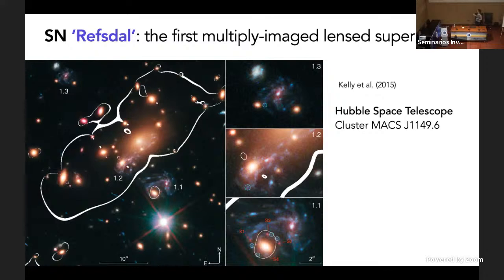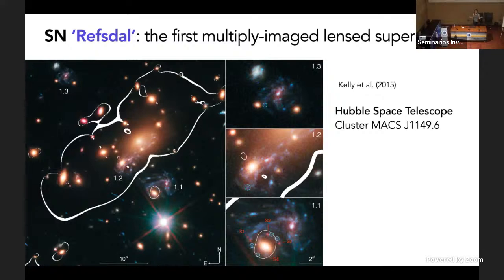So then people constructed the mass model of the galaxy cluster, which is indicated by the white lines. And they predicted that supernova Refsdal had already appeared in 1.3, but some time ago, so we missed it. But it would reappear in the galaxy in 1.2, 1 year after this observation. So, of course, everyone was ready 1 year later to take follow-up observations.